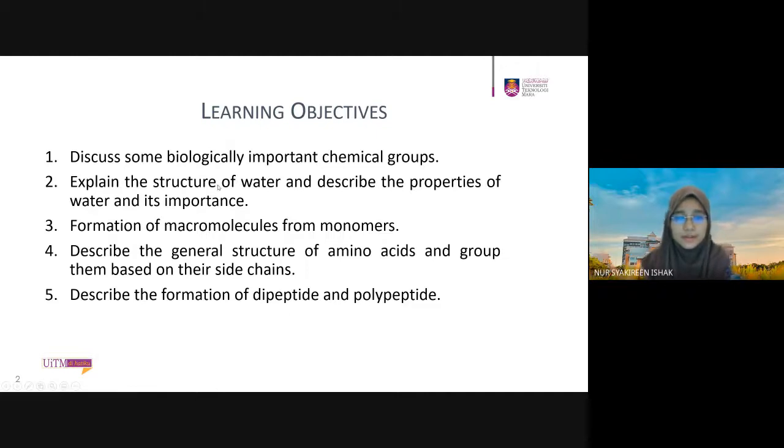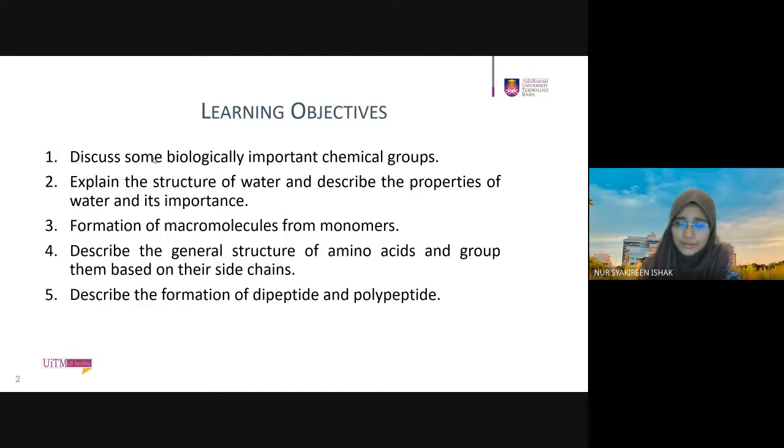Okay, so basically, these are the learning objectives of chapter 1, which we are going to look at. First, discuss some biologically important chemical groups. For this one, we are going to look at seven functional groups that are found in macromolecules. They are found in water molecules. You have OH, hydroxyl, and then they are found in proteins. In the protein you have the carboxyl group and the amino group, for example.